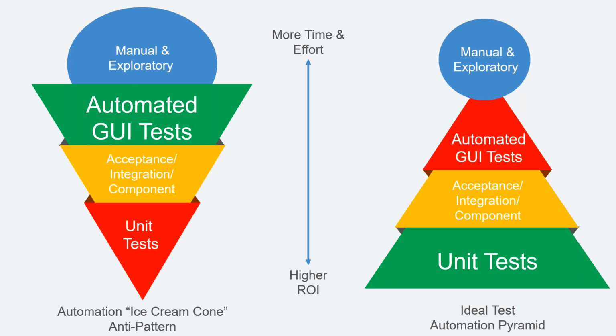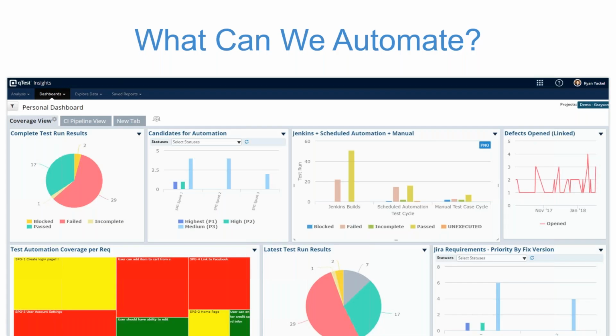So for the first part, the planning area is looking at, okay, what types of tests are we going to do? How much are we going to do that? And where are we going to put it in our plan? The next part is looking at what can we then automate, right?